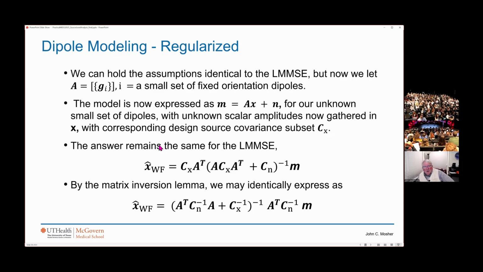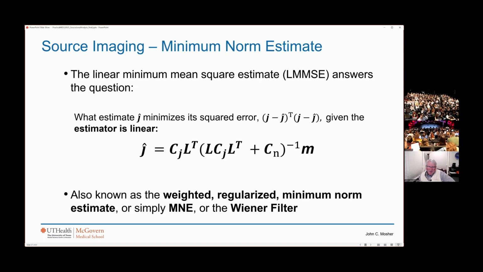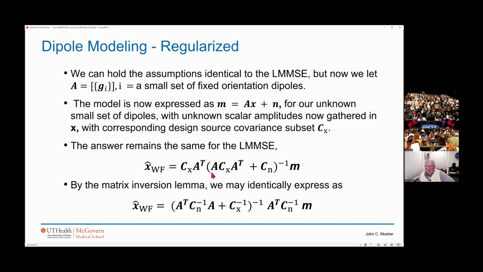The answer still remains exactly the same for LMMSE. The Wiener filter solution for that is this. But by the matrix inversion lemma, because it's a tall matrix, we can identically write it this way. So these two equations are exactly the Wiener filter, and they're just the exact same thing as for the minimum norm, but just done for a few, at this point, unknown dipole locations. But once you have a dipole location set, this is how you solve for the moments.